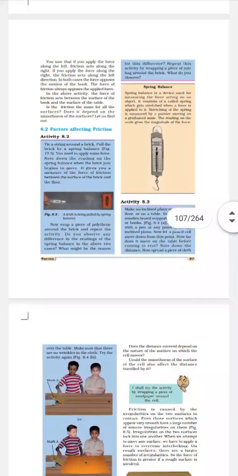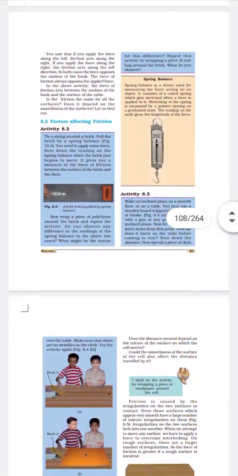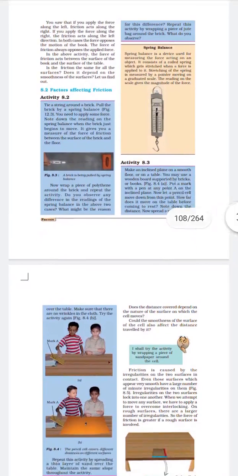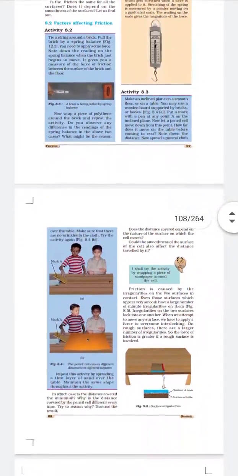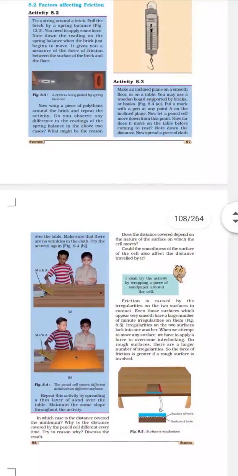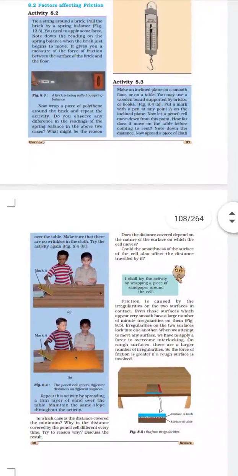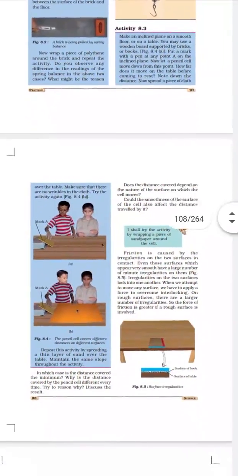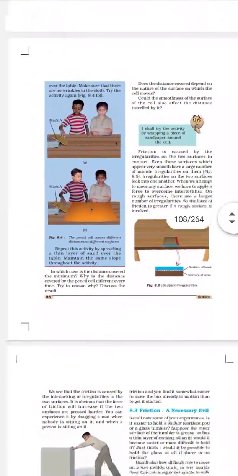There are many things which affect friction. Number one is the type of surface. Number two is the speed of the object, whether it is at rest or moving. Friction is caused by irregularities on the surfaces in contact. Even surfaces which appear very smooth have a large number of minute irregularities on them. When we attempt to move any surface, we have to apply a force to overcome interlocking. On rough surfaces, there is a larger number of irregularities, so the force of friction is greater if a rough surface is involved.